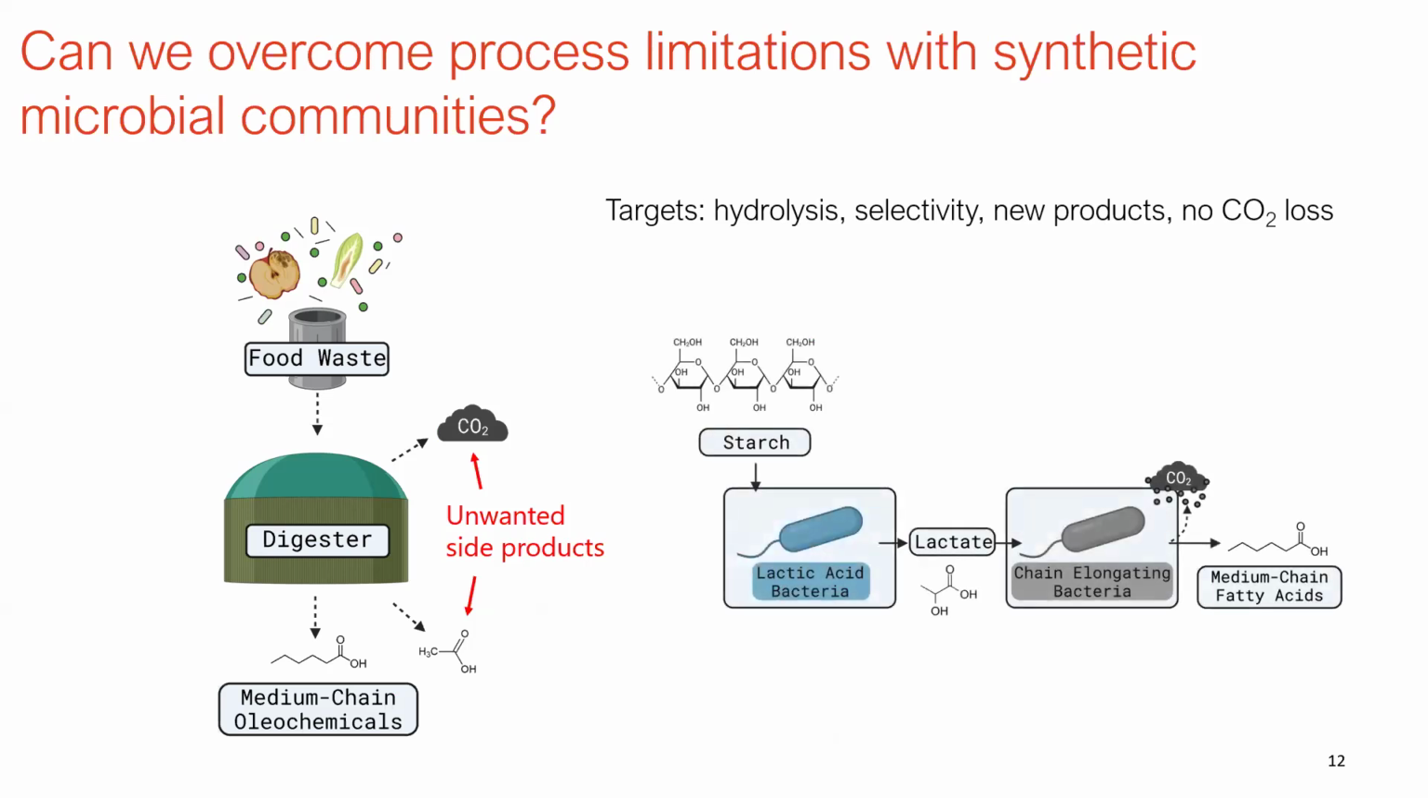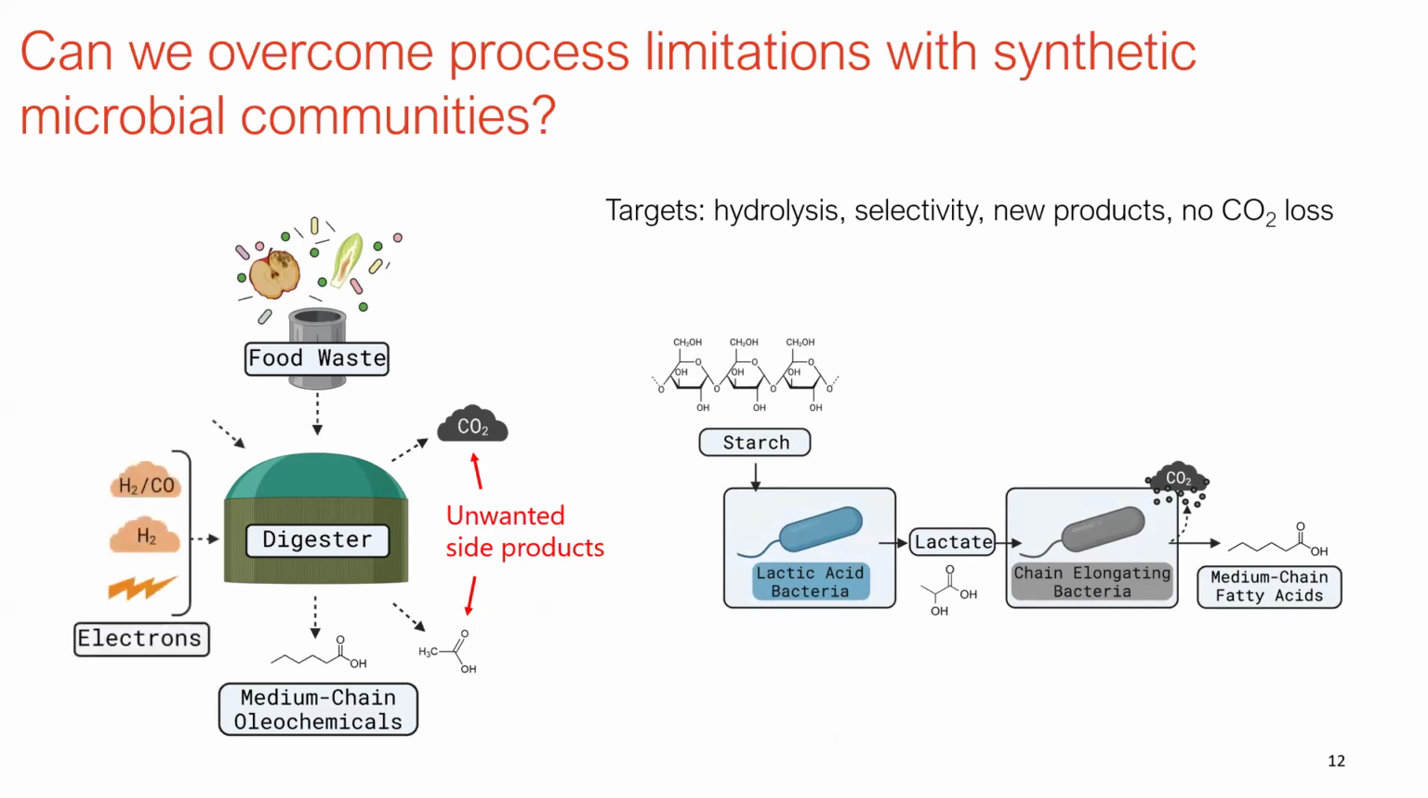The way this would work is we would have our complex polysaccharides, or polymers, an example here being starch. We have this group of microbes, the lactic acid bacteria, that will break that down and ferment it to lactate. And then we have our chain elongators that would take the lactate and make the MCFAs. But of course, in the process, they emit CO2.